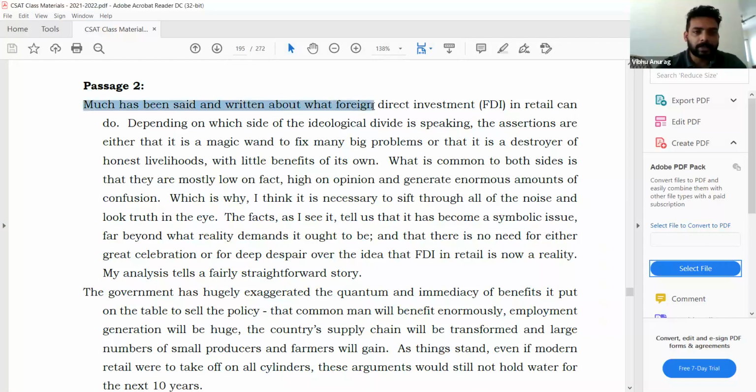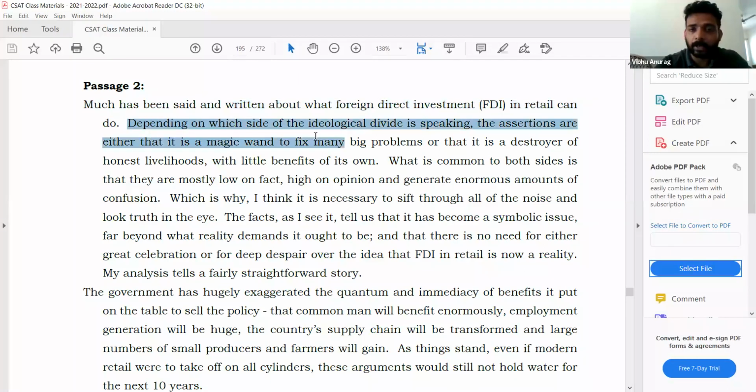Passage says much has been said and written. Options seem to be similar. Okay, fine. Got it. Now let's resolve all your doubts. Much has been said and written about what FDI, foreign direct investment, in retail can do. So a lot has been written about this.